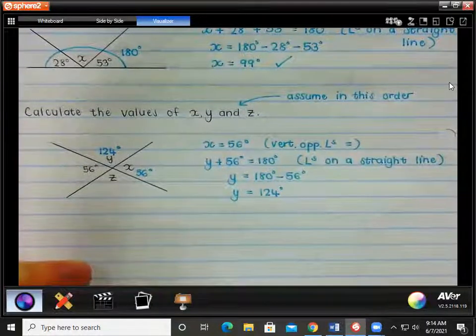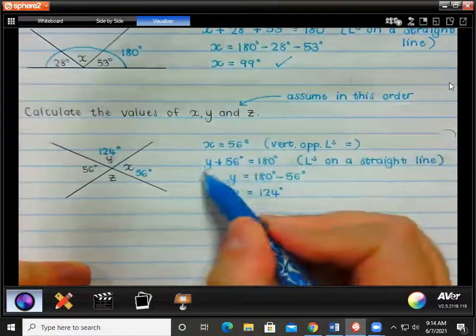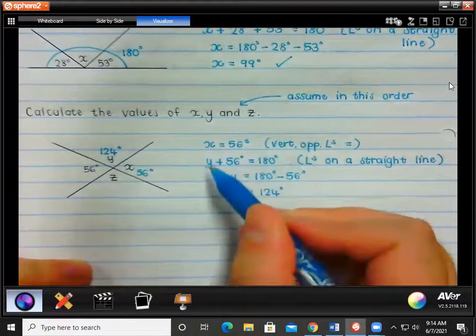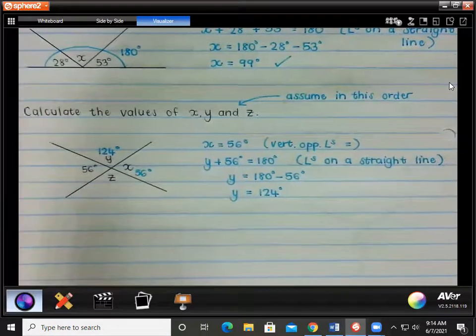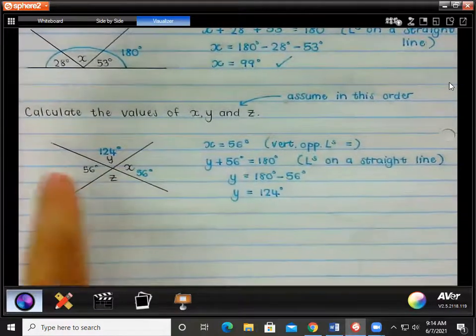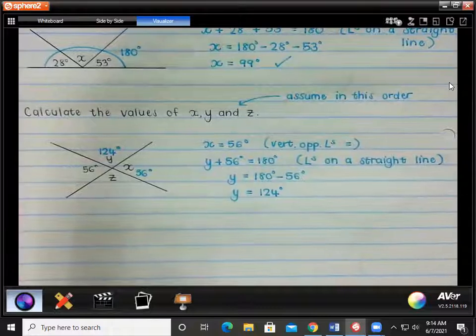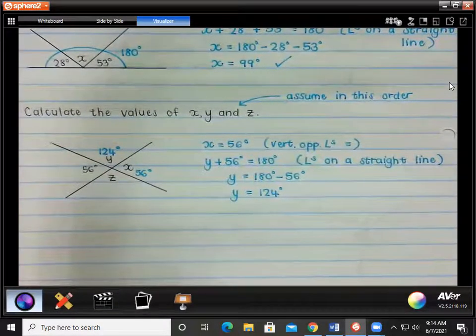So we call this line the statement line. So this is just where you are actually writing the fact. You know for a fact that y and 56 together should equal 180. So at that statement line, that's where you put your reason.